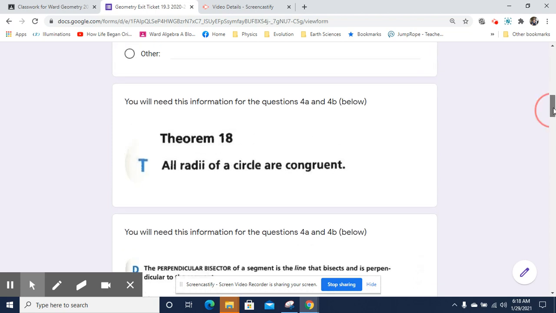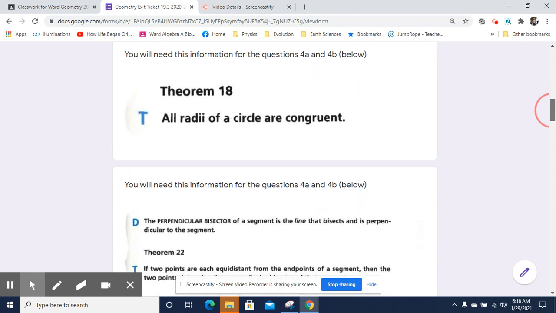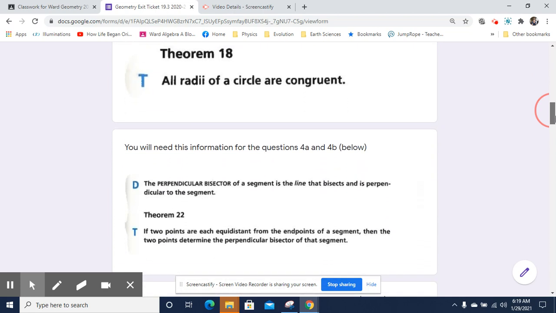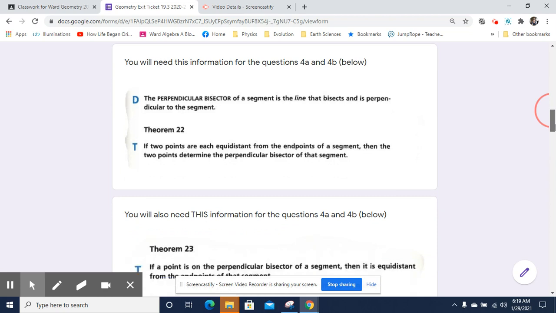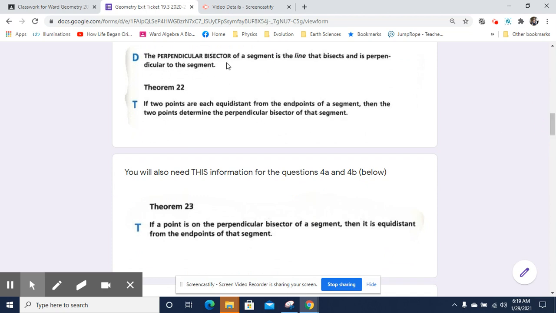They are stated in the multiple choice options, of course, but just a reminder, all radii of a circle are congruent. And then also just a reminder of Theorem 22. It's about the perpendicular bisector of a segment. It's a line that bisects and is perpendicular to the segment. Theorem 22 says if 2 points are each equidistant from the endpoints of the segment, then the 2 points determine the perpendicular bisector of that segment.